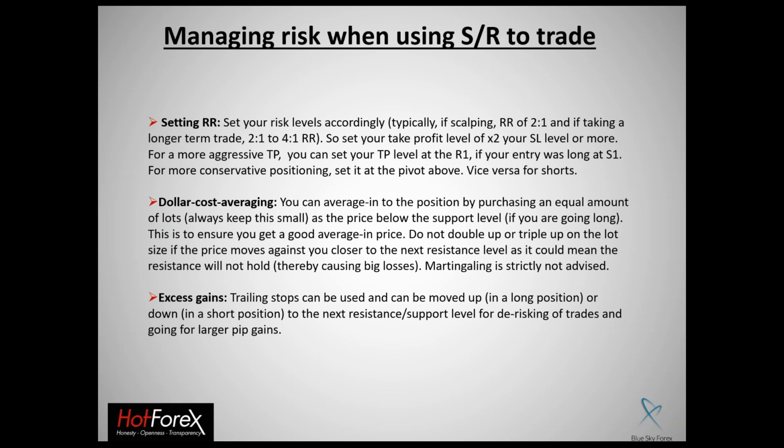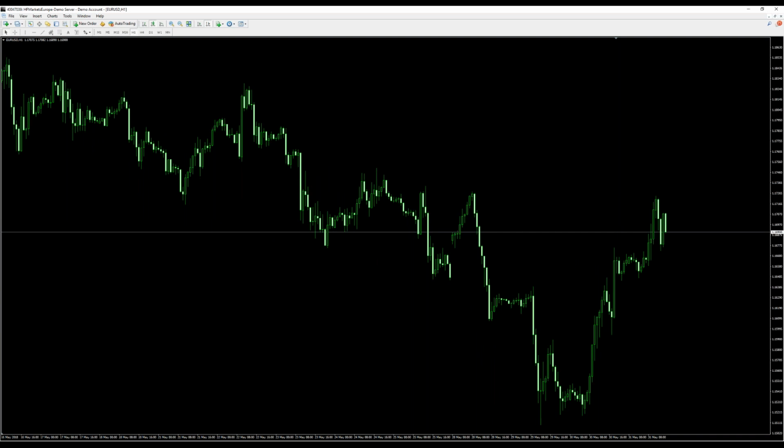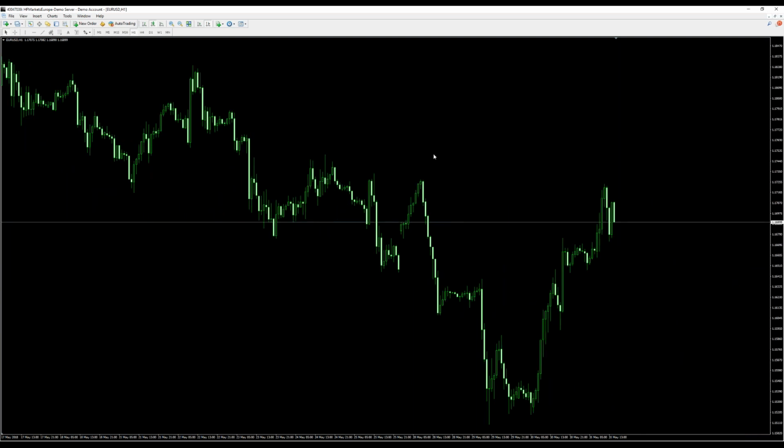Okay, so before we go to the next slide, let's just quickly jump into the MetaTrader 4 and let's draw some support resistance levels onto the chart. Okay, I hope you see my chart here on the screen now. If it is too small, then please don't hesitate to let me know. I will then just make it a bit bigger.